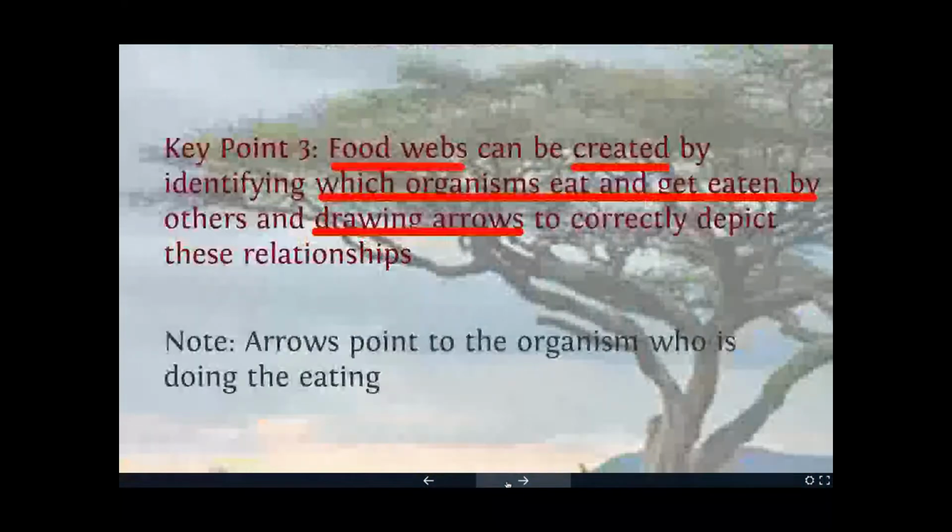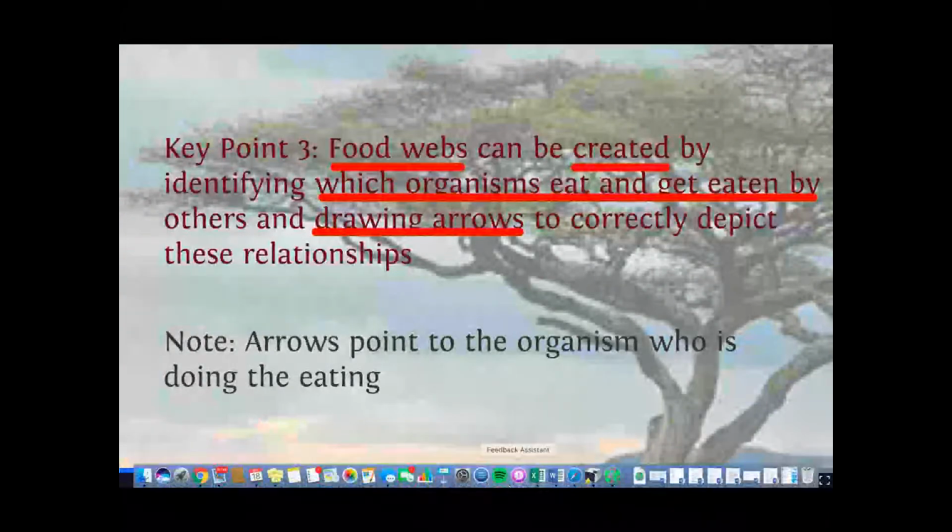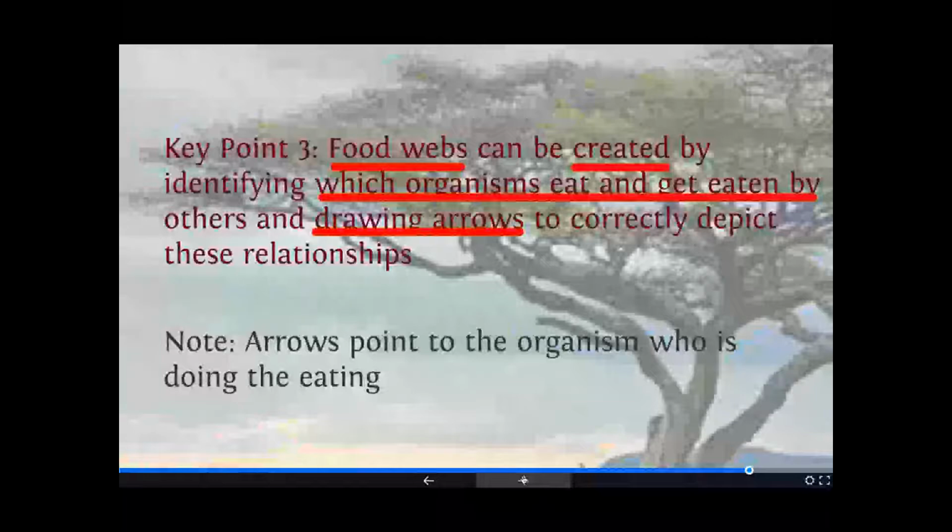So let me walk you through the process, because you're going to do this in just about a second here. But basically what we're going to do is look at who eats who, and we're going to draw arrows to everyone, keeping in mind that the arrows should always point towards who is doing the eating. And there's a couple tricks to make this really easy and simple for you to do.